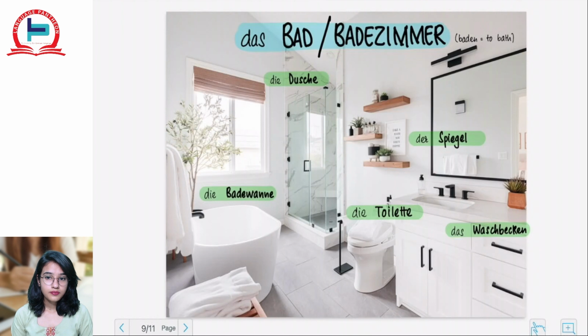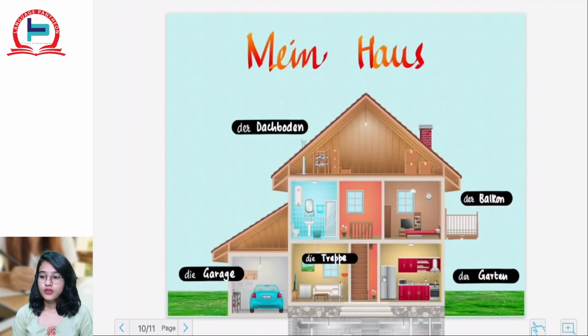Some of the vocabulary. Der Spiegel is mirror. Then we have das Waschbecken, that is wash basin. Die Toilette, the toilet. Die Dusche, that is the shower. Die Badewanne, that is the bathtub. Okay, so we have almost seen all the rooms that we have in our apartment.